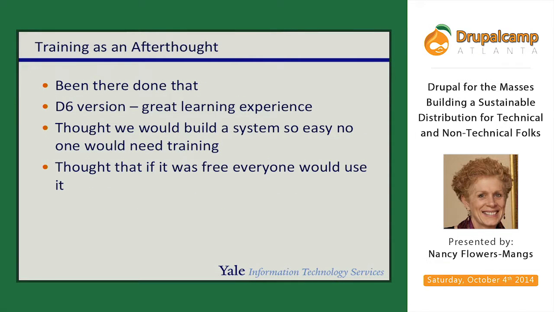As I said earlier, our D6 version was a great learning experience. We did a lot of things right. We had a great system for provisioning sites. We were able to have somebody request a site. It went through a provisioning process. It was automatically created. We did have some other misgivings, which was we thought that if it was free, people would think it was great. And we thought that it was easy. That was the biggest misconception that we had, was that we thought it was easy. We thought everyone else would think it was easy. And that's where we really turned it around, I think, when we changed to our D7 instance.